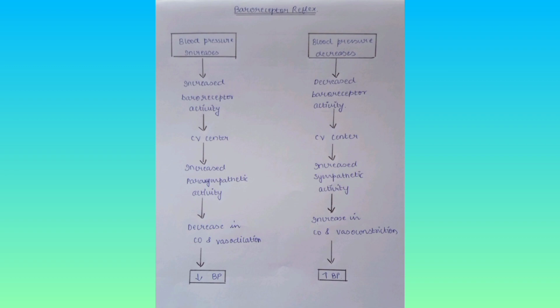Now what happens when the blood pressure is decreased? When the blood pressure is decreased, the baroreceptor activity is decreased. Now the cardiovascular center, that is the CV center, will increase the sympathetic activity. Sympathetic activity means vasoconstriction. So it causes an increase in cardiac output and vascular resistance, leading to higher blood pressure.